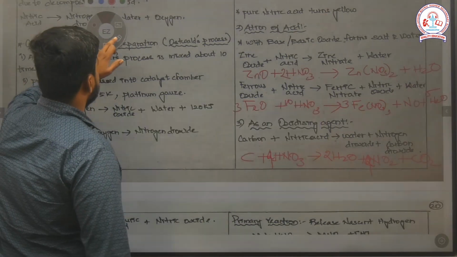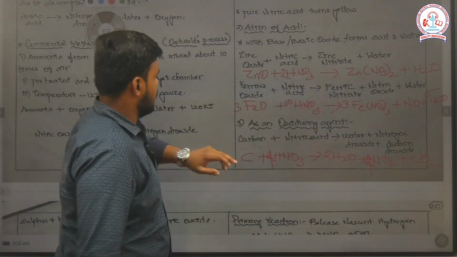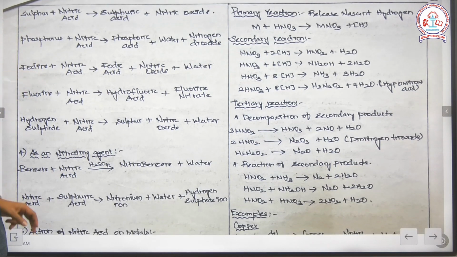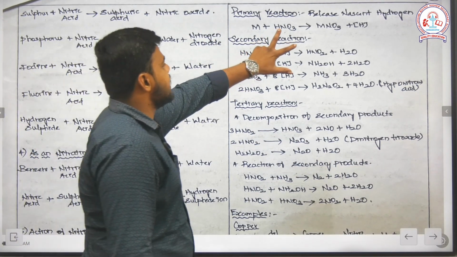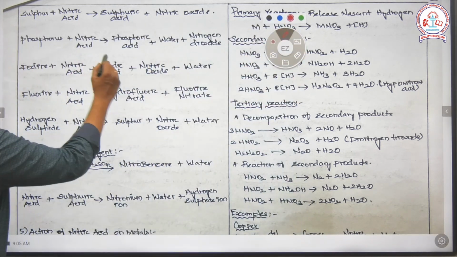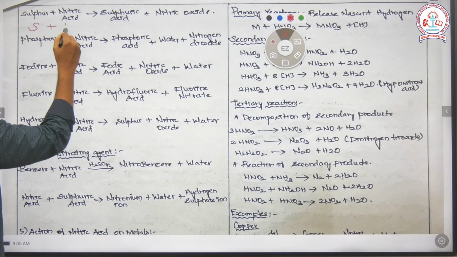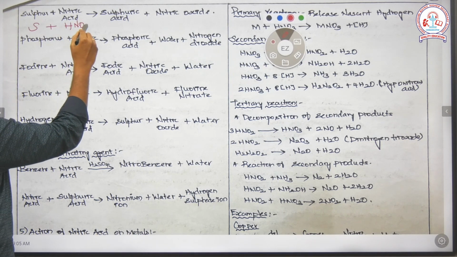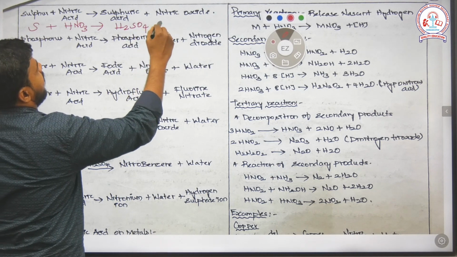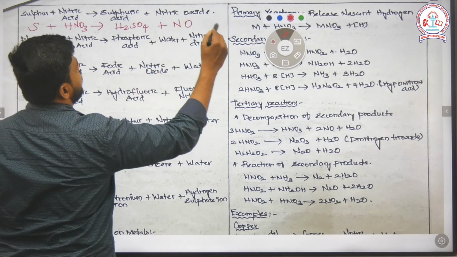The next one is regarding the other reactions with the nitric acid to show that it is an excellent oxidizing agent. Very first, sulfur reacts with the nitric acid to form the sulfuric acid. Let's check. Sulfur reacts with the nitric acid to form sulfuric acid along with nitric oxide.